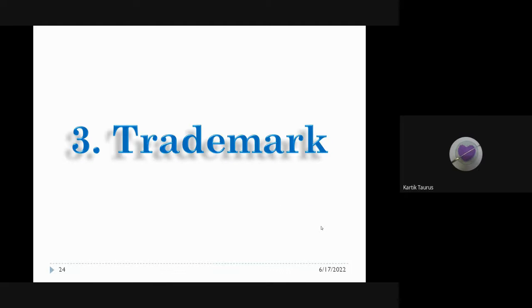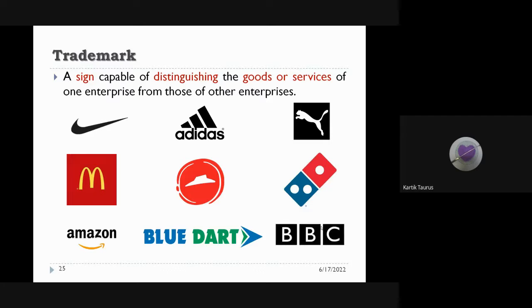So now let us look into what a trademark is. A trademark is a sign which helps us to distinguish the product of one company from another company. Let's say, for example, by looking at this, you can tell the first product is Nike, second is Adidas, third is Puma, McDonald's, Pizza Hut, and this is probably Domino's. So you can tell simply by looking at the sign that this belongs to one company and not another company. So this sign is what is called a trademark.